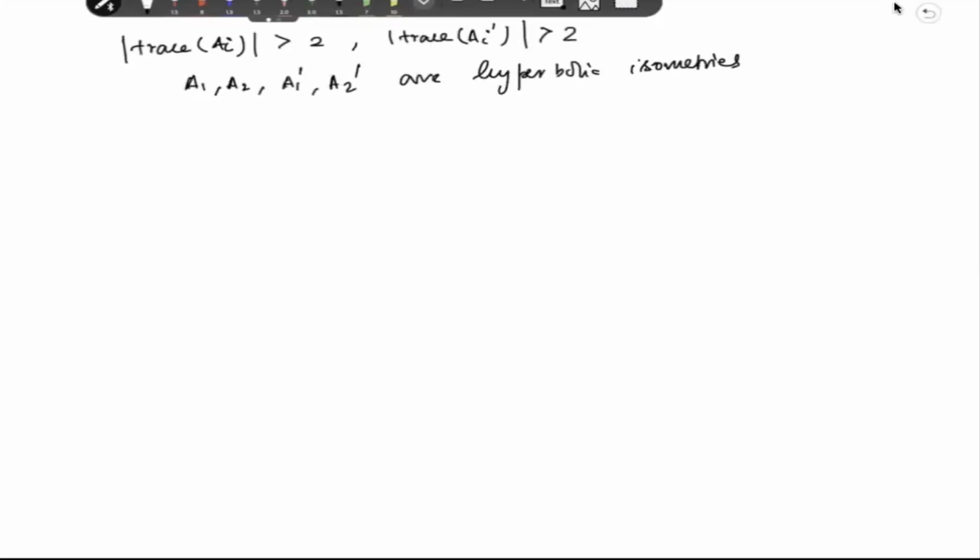And now if I take this product of commutators: A1 inverse, then A1 prime inverse, then A1 prime, then A2 inverse, and A2 prime inverse, then A2 prime. So let us take this product of these commutators. This is nothing but the commutator of A1 prime and A2 prime.